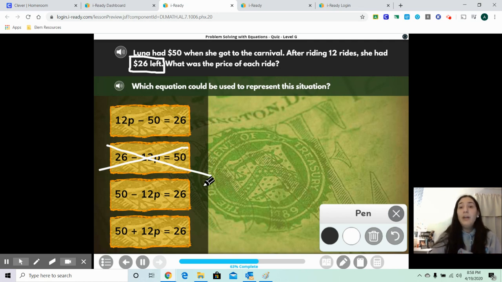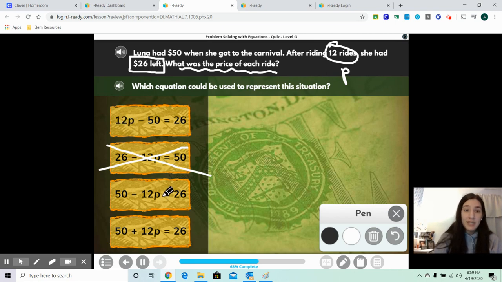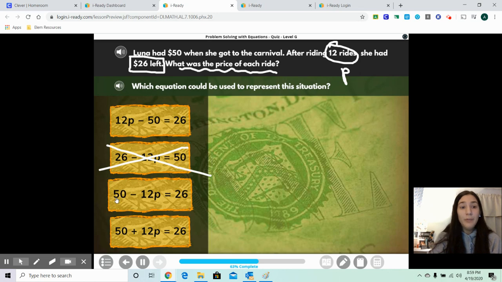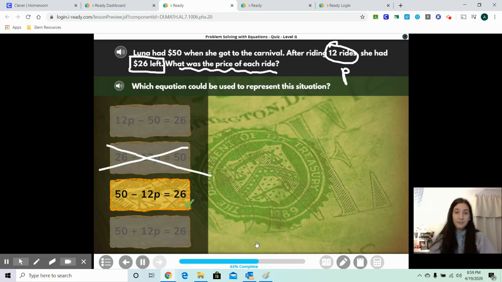Now, 50 is her starting amount. Then she rides 12 rides. We don't know the cost of one ride, so the cost of one ride is going to be equal to P. That makes this number have to be multiplied by our variable P, so we're looking for a 12P. We have 12P here, 12P here, and 12P here. Now, we know she starts with $50 and then she rides 12 rides, so we're taking that away. That's going to be subtraction. So we start with 50, we take 12P away, and we're left with 26.